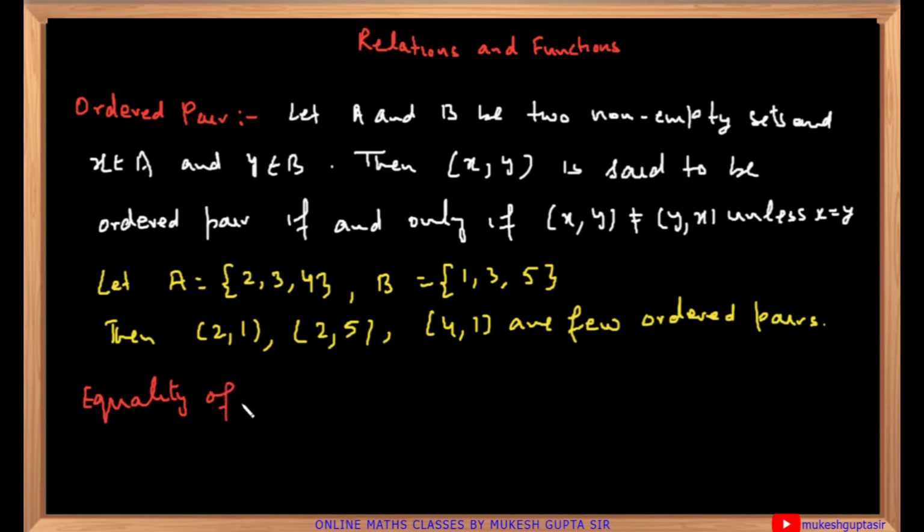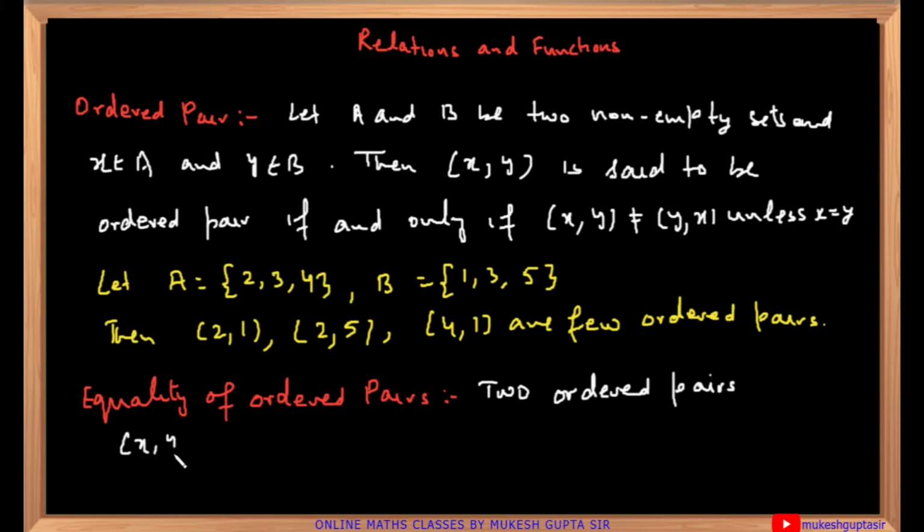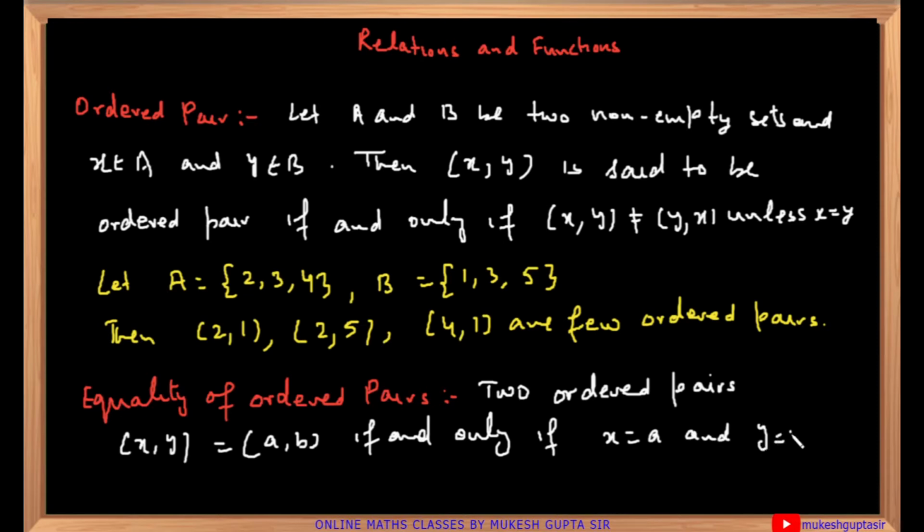Next comes equality of ordered pairs. Two ordered pairs (X, Y) and (A, B) are equal if and only if the first part is the same, that is X equals A, and the second part is the same, that is Y equals B. So two ordered pairs are equal if their corresponding parts are the same.